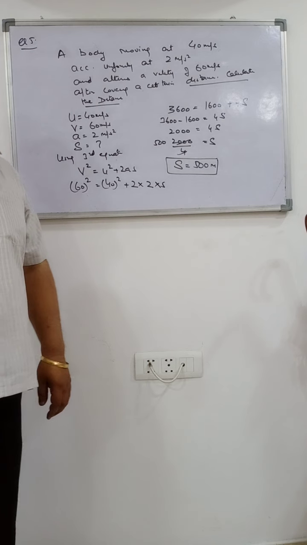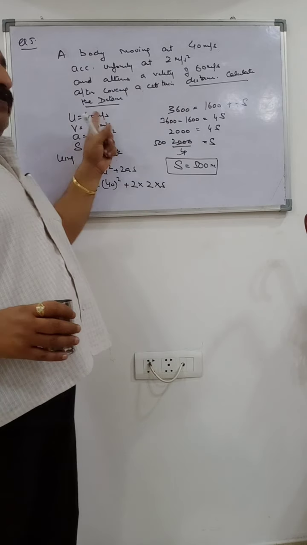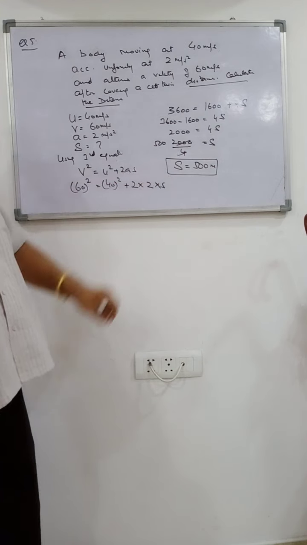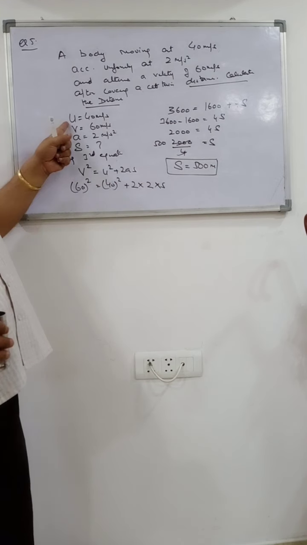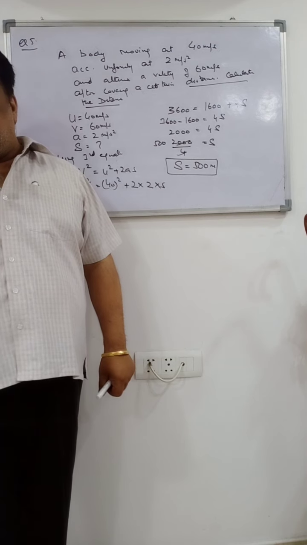I hope you understand. The distance moved is 500 meters. Here you were given U, you were given V, you were given the acceleration. You have to calculate the distance. When you are given V, U, A and S, then you can relate it through the third equation of motion.